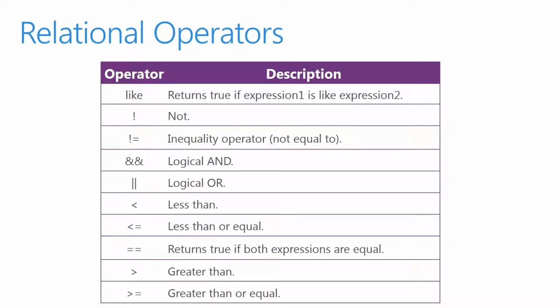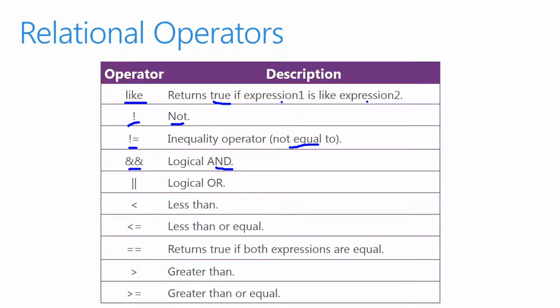Let's take a look at some relational operators. First we have like, which returns true if expression 1 and expression 2 are like. We also have the bang symbol, which is a not. We also have a bang equals, which is an inequality operator of not equal to. We also have the ampersands, which is logical and. We also have logical or.